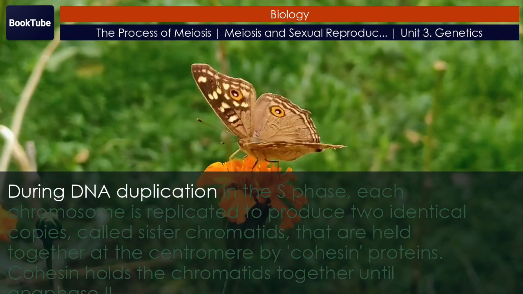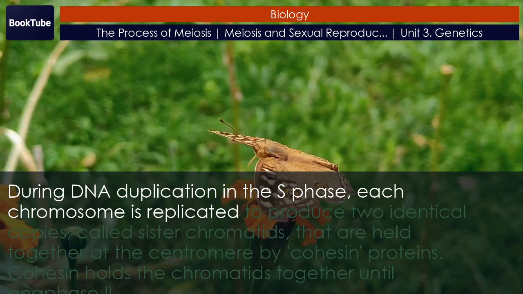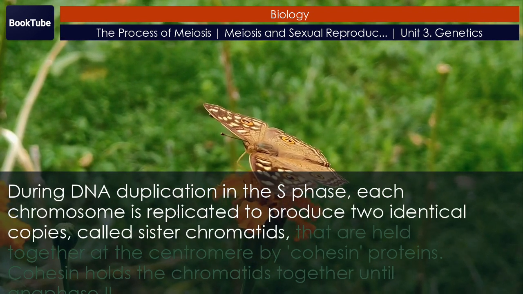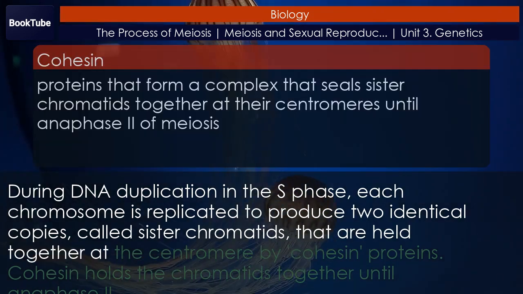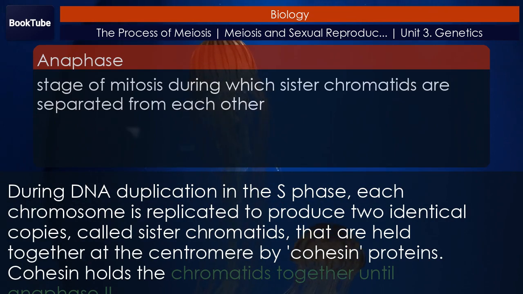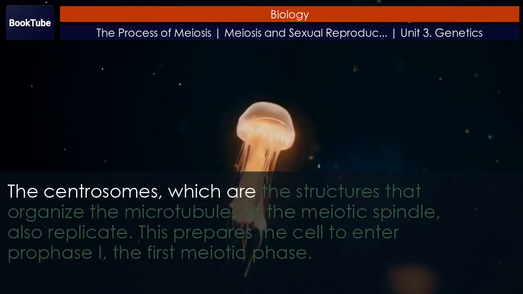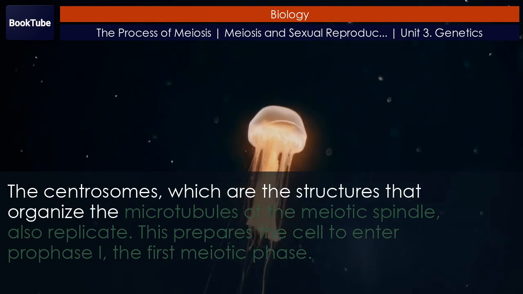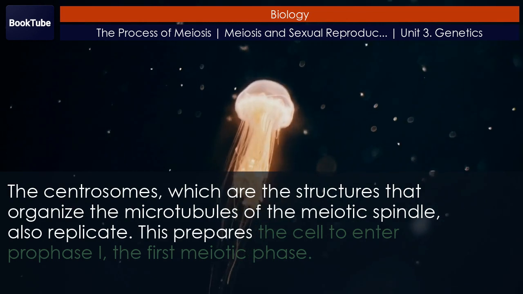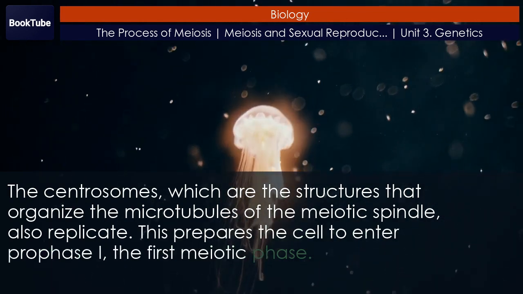During DNA duplication in the S phase, each chromosome is replicated to produce two identical copies, called sister chromatids, that are held together at the centromere by cohesin proteins. Cohesin holds the chromatids together until anaphase II. The centrosomes, which are the structures that organize the microtubules of the meiotic spindle, also replicate. This prepares the cell to enter prophase I, the first meiotic phase.